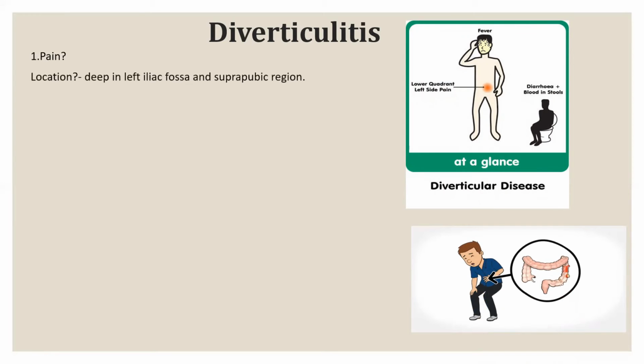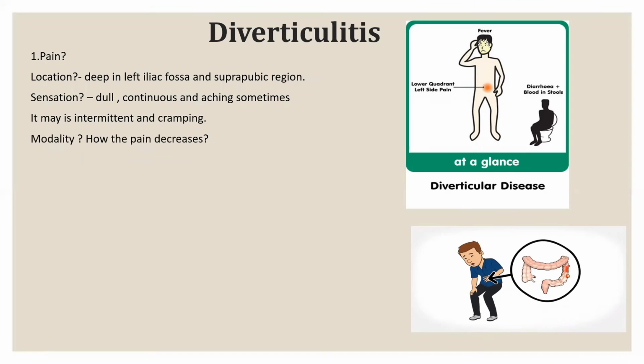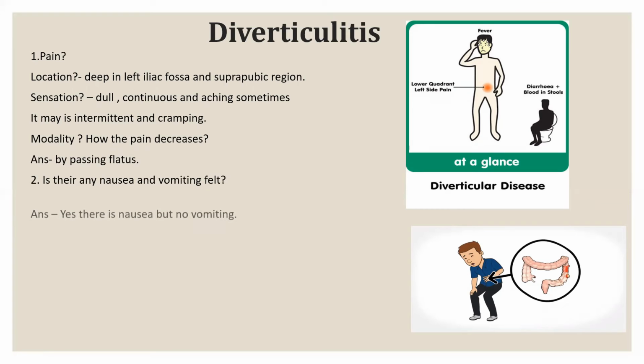Ask about the pain. Location will be deep in the left iliac fossa and suprapubic region. Sensation: dull, continuous, and aching sometimes. It may be intermittent and cramping. Modality: the pain decreases by passing flatus. Is there nausea and vomiting felt? Yes, there is nausea but no vomiting.